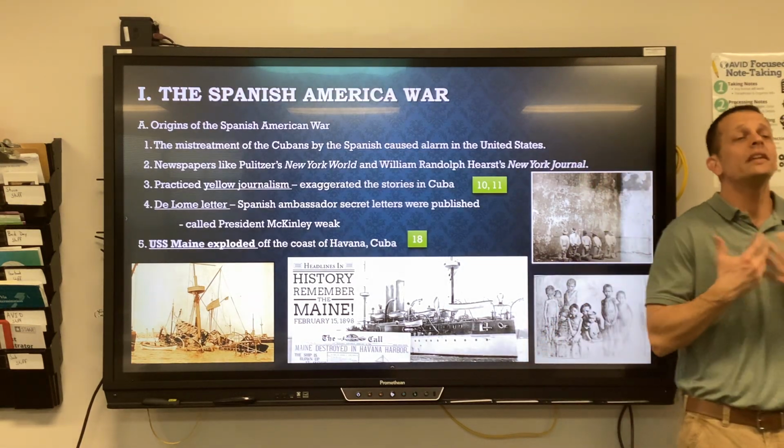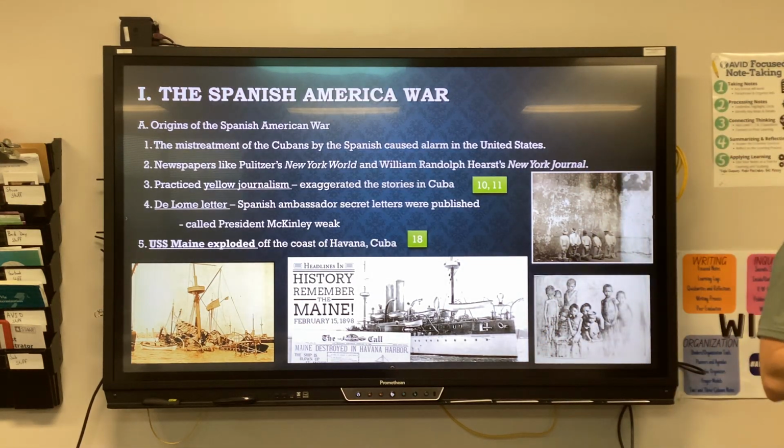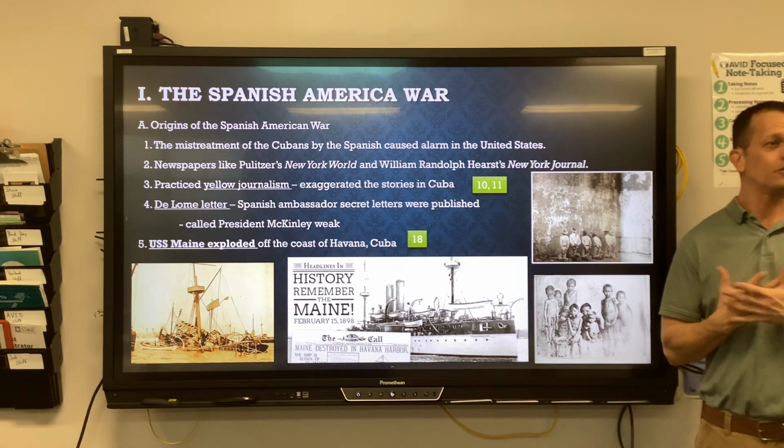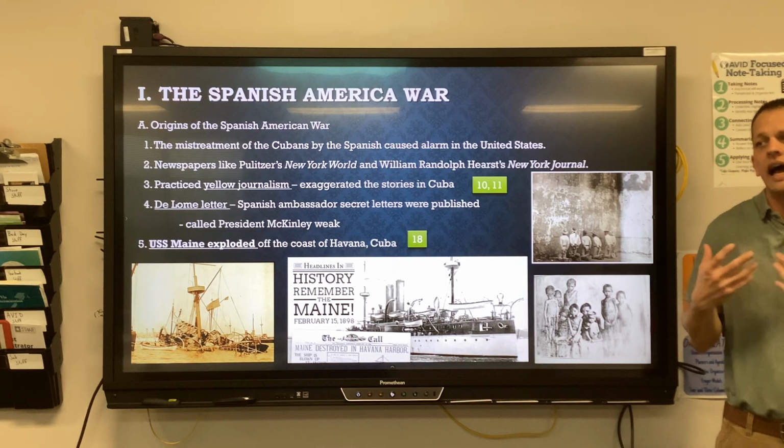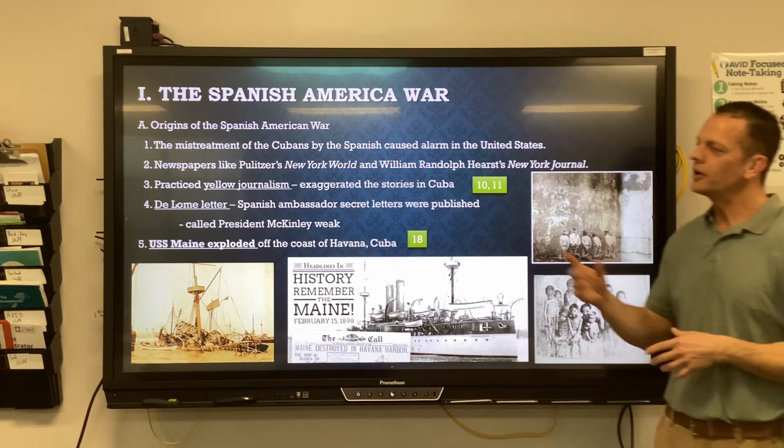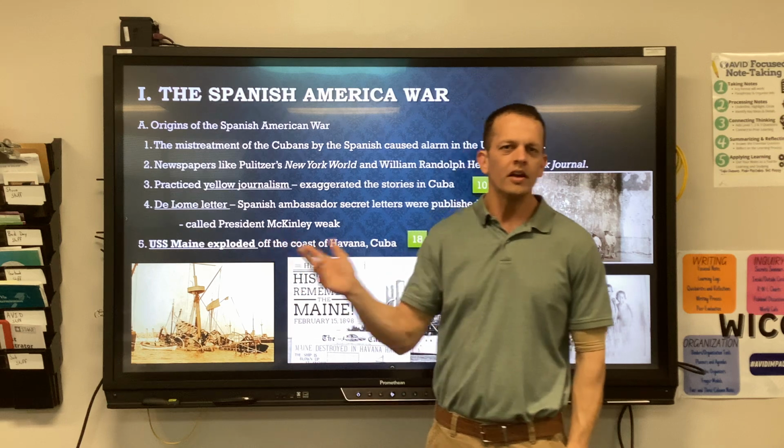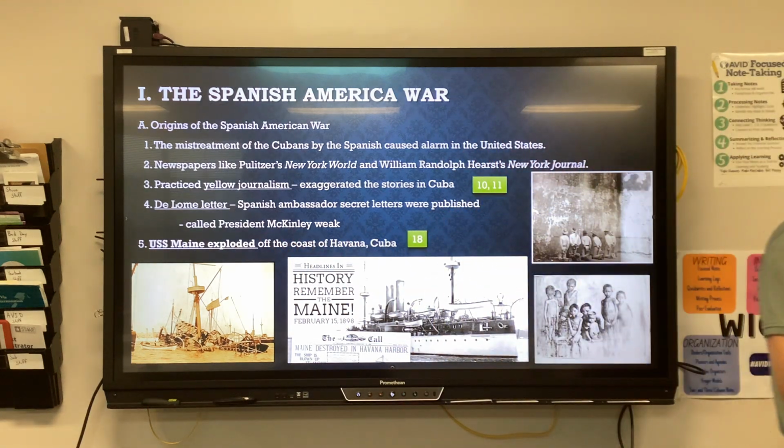Both newspapers are competing to get people to buy their newspapers, essentially. And so by doing that, they start exaggerating it. Nowadays, we call that fake news, right? A couple years ago, I started teaching it as fake news. Back then, they called it yellow journalism. So I always just write fake news next to yellow journalism to help you understand that. That becomes a rampant thing.